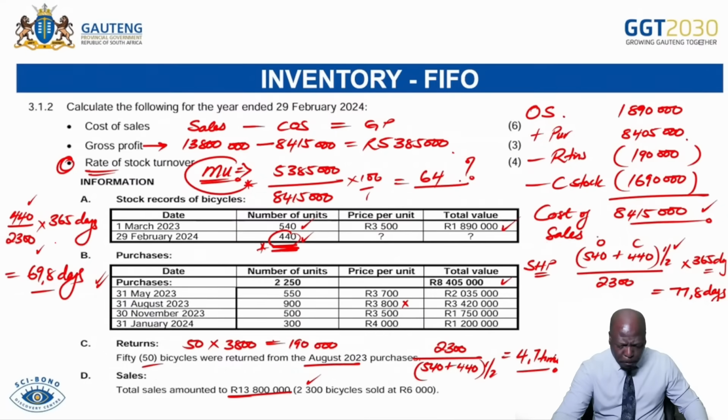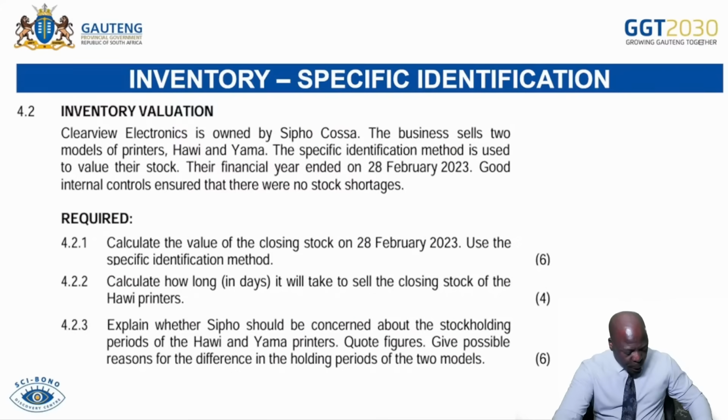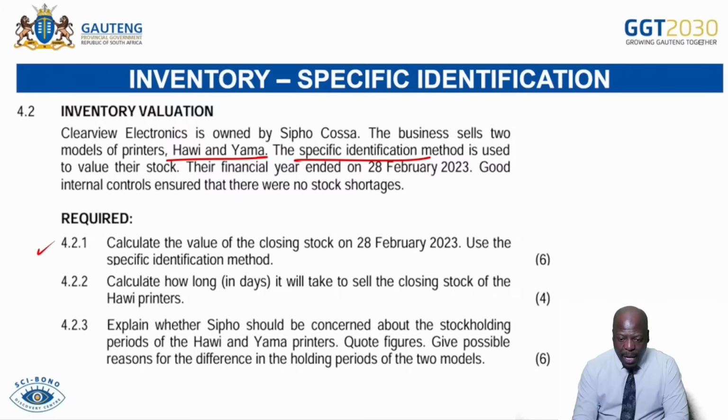Okay, let's quickly go on now to the next question. 4.2 then comes and says, calculate... Clearview Electronics buys and sells. And then here on 4.2, we said 4.2.1. So here on Clearview, they buy and sell two models of printers, Howie and Yama. The Howie and the Yama, and this company uses the specific identification method. Okay, and then 4.2.1, we're told calculate the value of closing stock. All right, use the specific identification method.